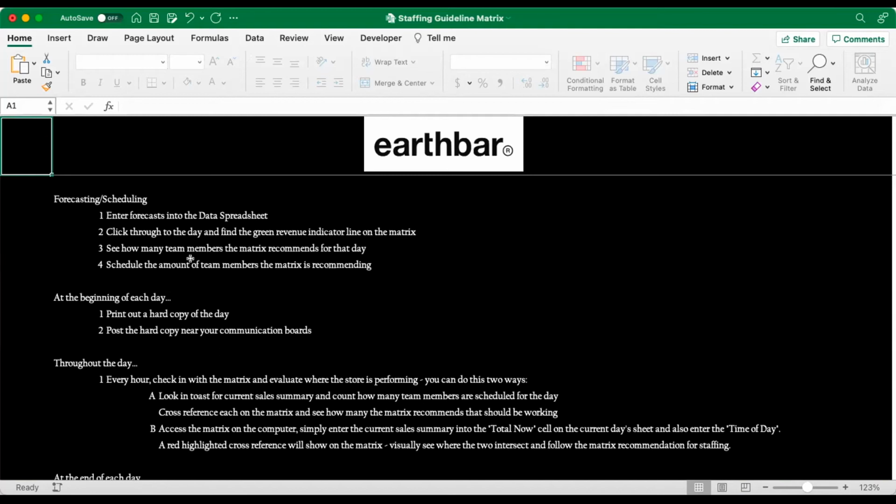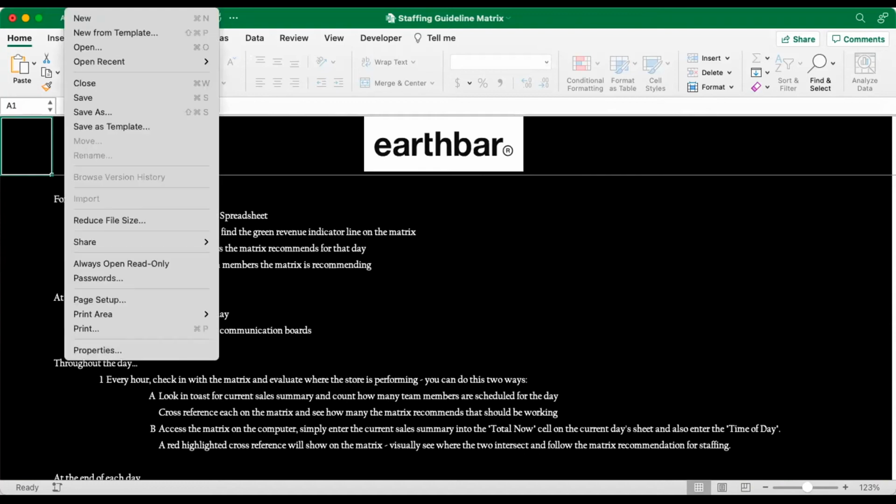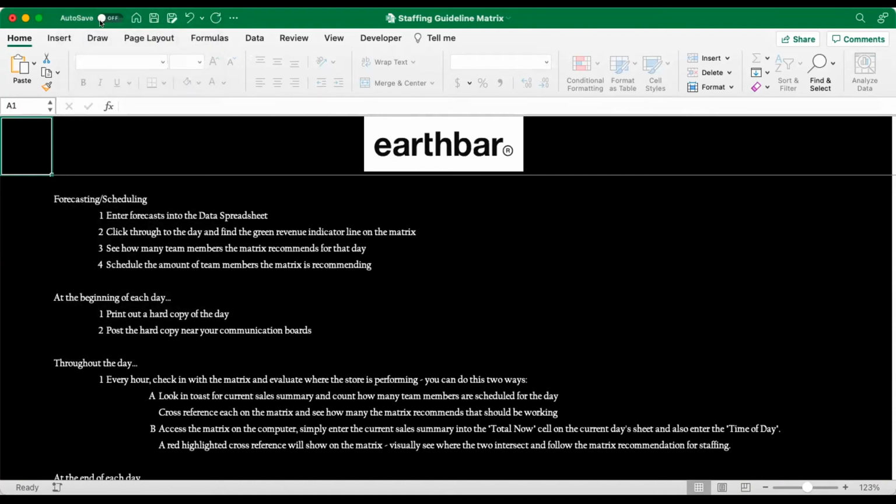Okay. Then at the beginning of each day, you're going to print out the hard copy. All you have to do here, guys, it's already formatted for you. So the only thing you need to do at the beginning is go up here. Once you've got your forecast in for the entire period, you can go in and print out all 28 days, put them on a clipboard, and you've got your forecasted number already on that day that you're going to use every single day. Okay, in a hard copy version of it.